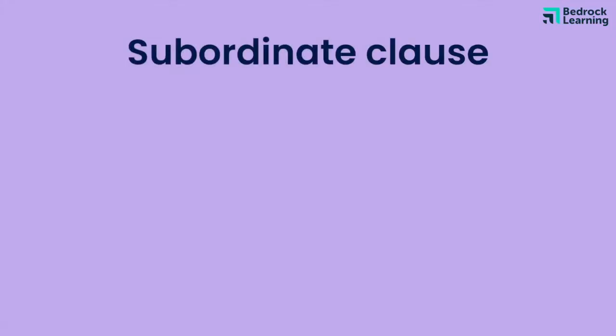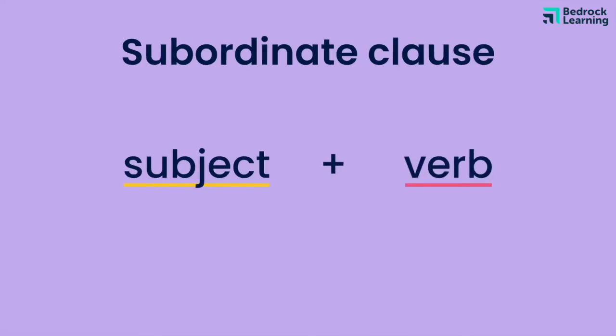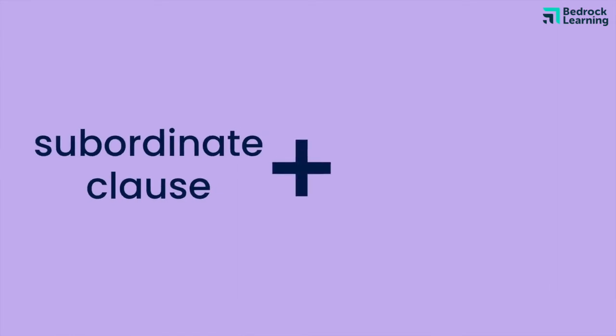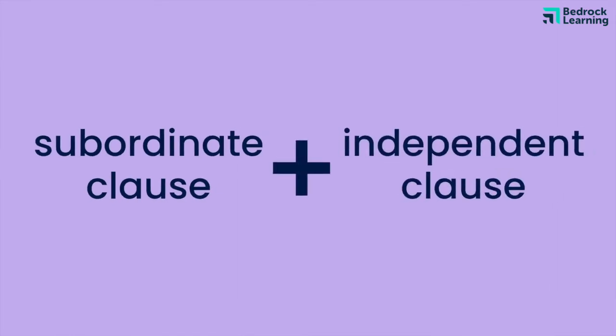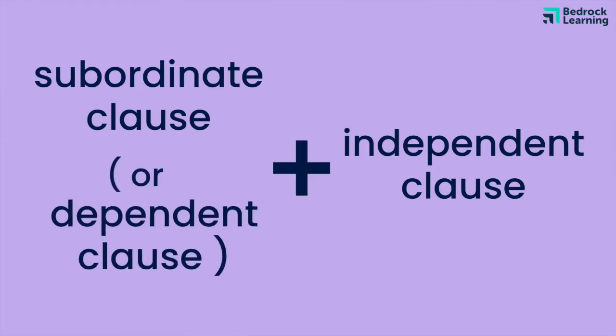Subordinate clauses are also a group of words which contain a subject and a verb. However, they don't make a complete sentence on their own. They must be joined to an independent clause to make sense. For this reason, they are sometimes called dependent clauses, as they rely upon the independent clause. Let's take a look at an example.